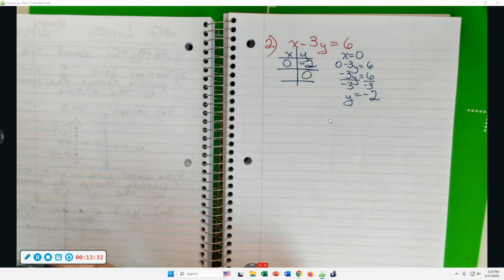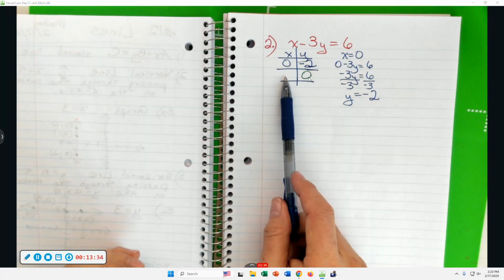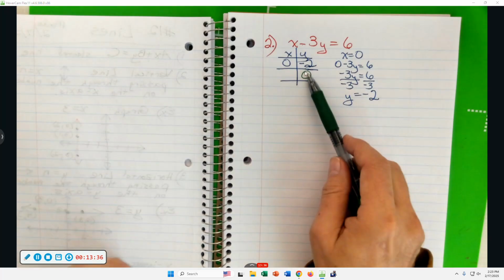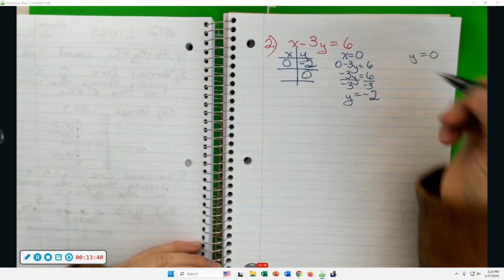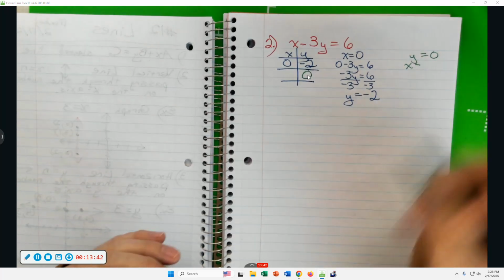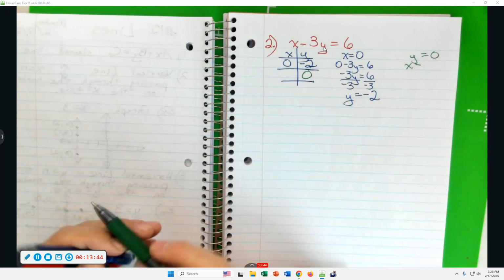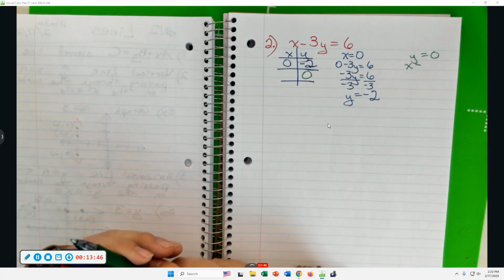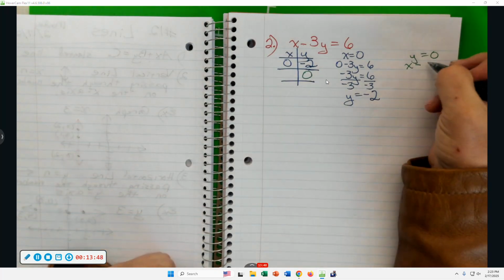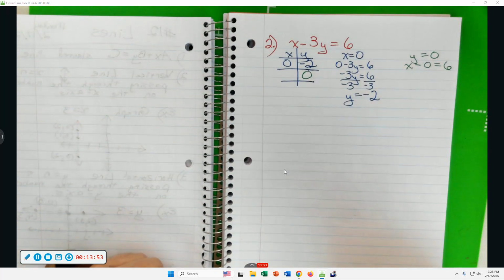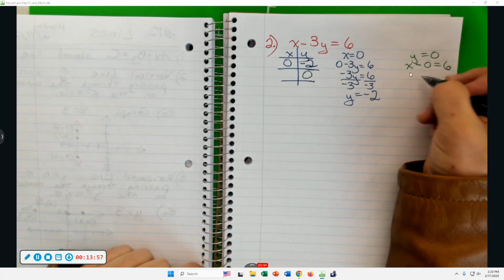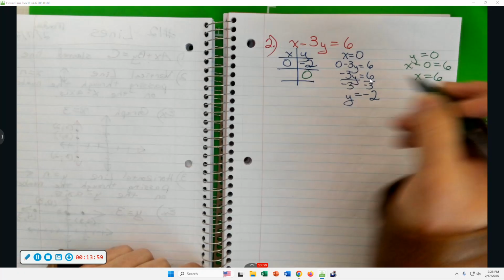Now let's find out where it's going to pass through the x-axis. We're plugging in 0 for y. So we have x minus, what's 3 times 0? We can do that in our head. 0. So we have x minus 0 equals 6. X minus 0 is just equal to x. So x equals 6.